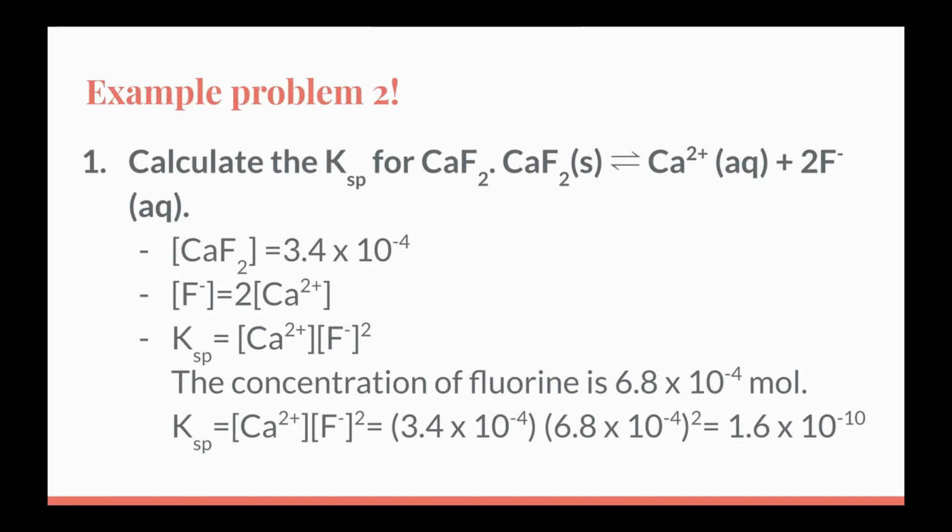And when we plug these values in, from what you're given up above, it will be 3.4 times 10 to the negative 4 multiplied by 6.8 times 10 to the negative 4 to the power of 2, which we'll get 1.6 times 10 to the negative 10.